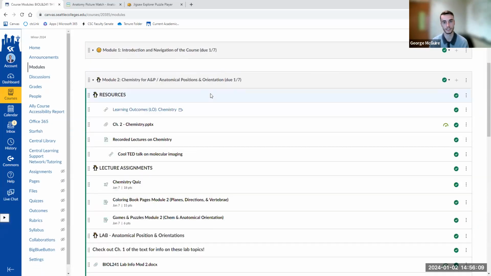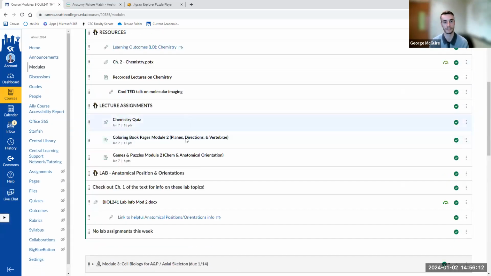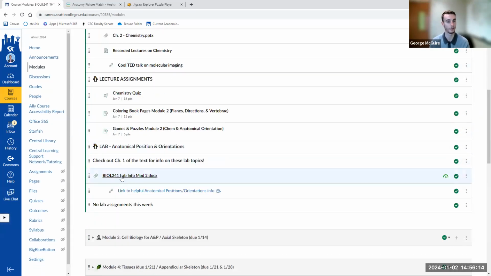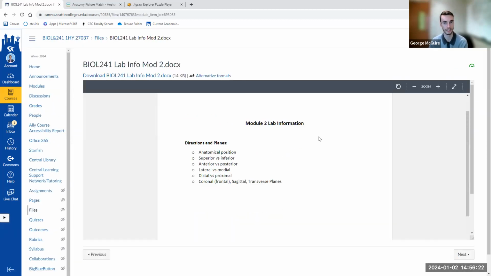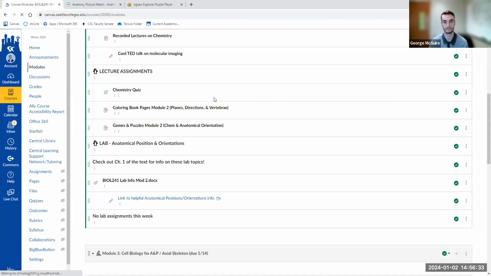Is there anything else to talk about here? Again, lab content is at the bottom. I'm always going to publish a lab info to know for that week. So this week in lab, again, mainly just on anatomical positions and orientations. So just learn what anatomical position is and these key terms. This is the only one that's short like that. I can show you a longer one.